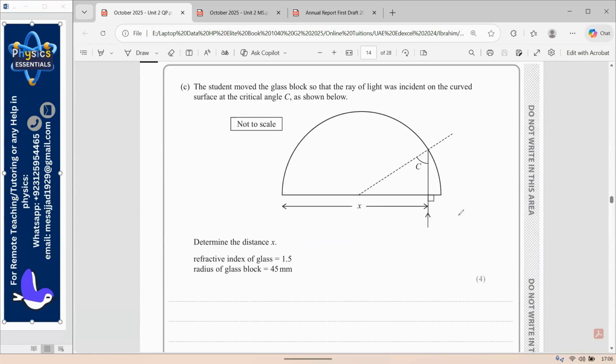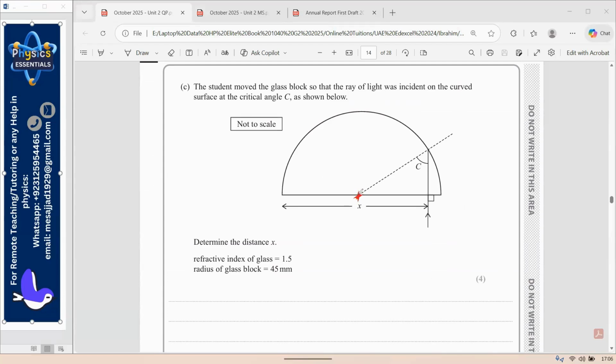Now the student moved the glass block so that the ray of light was incident on the curved surface at the critical angle C. As shown below, determine the distance x. The refractive index of the glass is 1.5 and the radius of the glass block is 45 millimeter. Okay, good question.